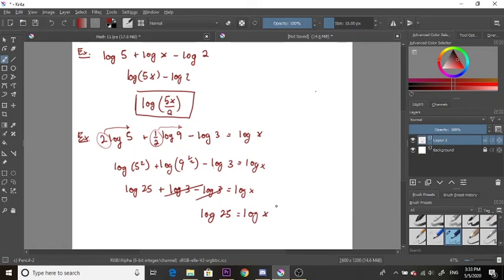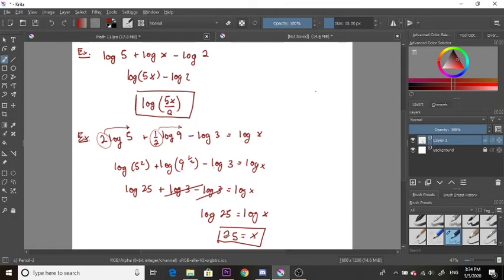Last but not least, we will use the one-to-one property to determine what our x is. So when we use that property, we figure out that our x is actually equal to 25. And there you have it.